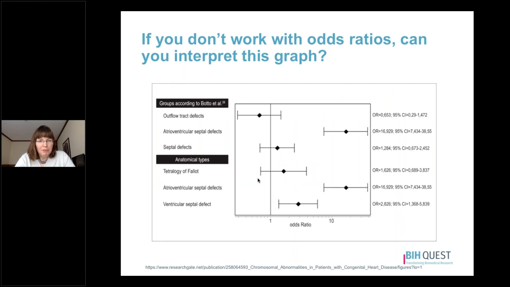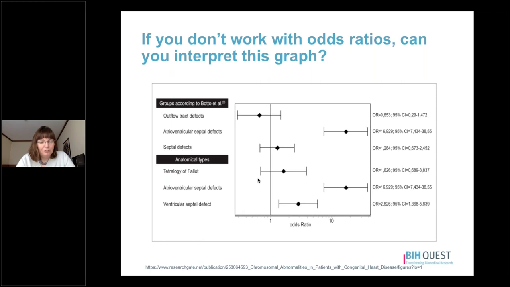Okay, some of you may work with odds ratios, and others of you may never have seen an odds ratio, or maybe have heard of one once or twice, but aren't really sure what they represent. So this is a figure that we might see in a paper that simply shows odds ratios for different groups and different anatomical types. We have a label showing what group or what anatomical type is presented on the left of the figure, followed by the odds ratio and confidence interval on the right. And then we have a graph showing each odds ratio and its confidence interval in the center.